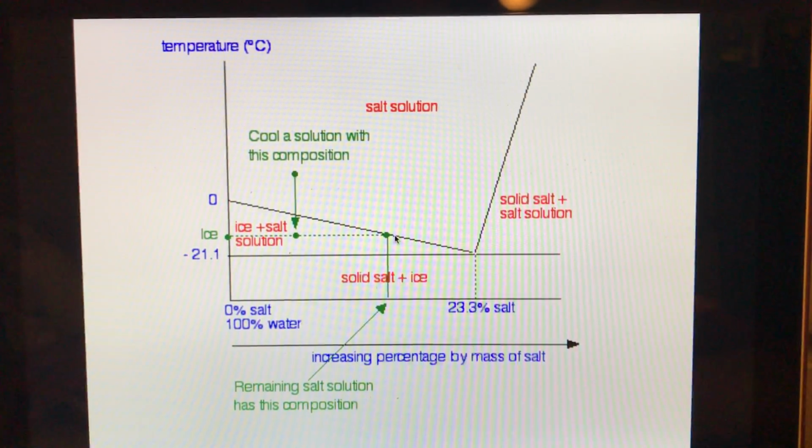And as the mixture continues to cool, it will eventually reach the eutectic temperature. At this point, all the rest of the solution will turn to a solid, a mixture of ice and salt crystals in this region here.